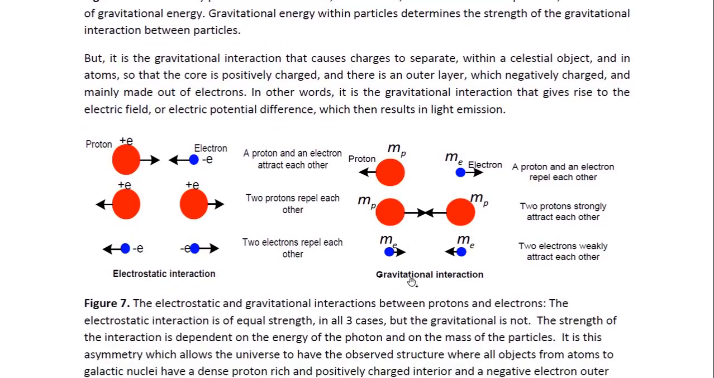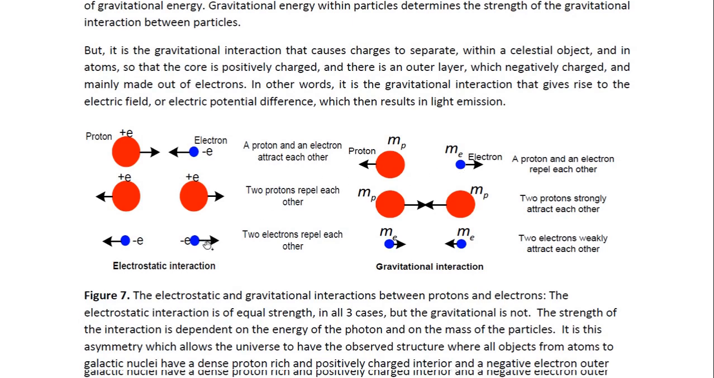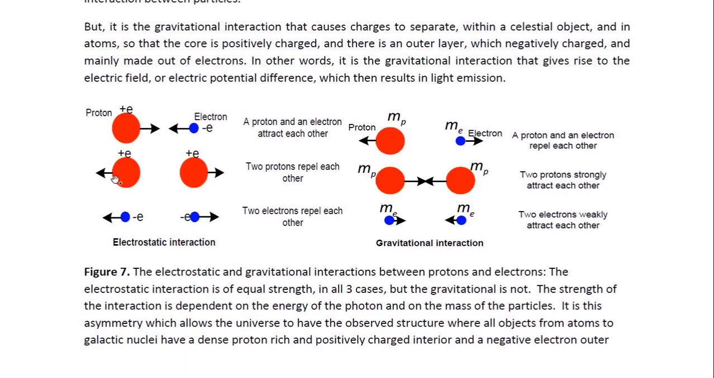And here I have illustrated the differences between the electrostatic and the gravitational interactions. With the electrostatic interaction, protons and electrons attract each other, whilst with the gravitational they repel each other. So that's the opposite. And the same thing happens with two protons. In the electrostatic interaction, they repel each other, so they tend to move apart. The same with two electrons, whilst in the gravitational we have the opposite. Two protons attract and two electrons attract as well, so they tend to move together towards each other.